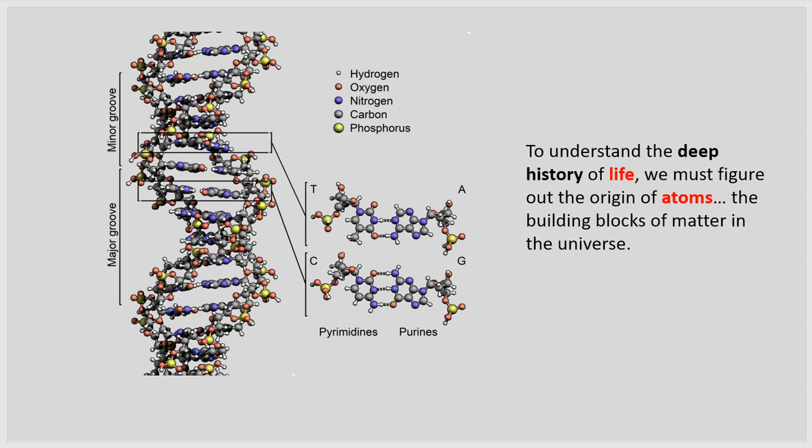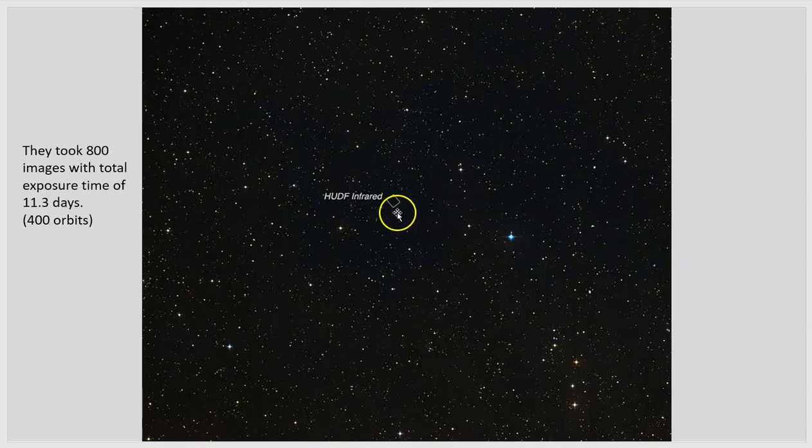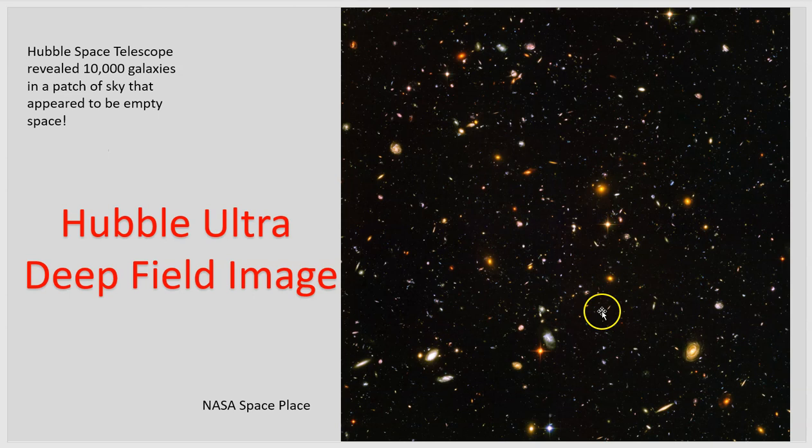And we think the universe had an origin event because of observations like those made by the Hubble Space Telescope. Scientists pointed the Hubble Space Telescope at a small patch of sky that appeared to have nothing, and after a long exposure, they found thousands and thousands of galaxies in that tiny patch of dark sky.